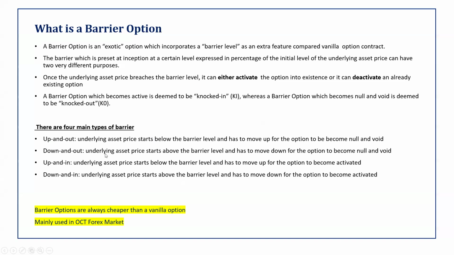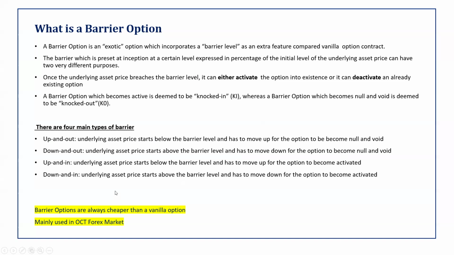Down and out. We will set a downward barrier, and if the price touches that level, the option will become null and void. Up and in. So we set a level like 110 for a put option. If the price touches that level from the current level during the life of the contract, then the option will get activated.